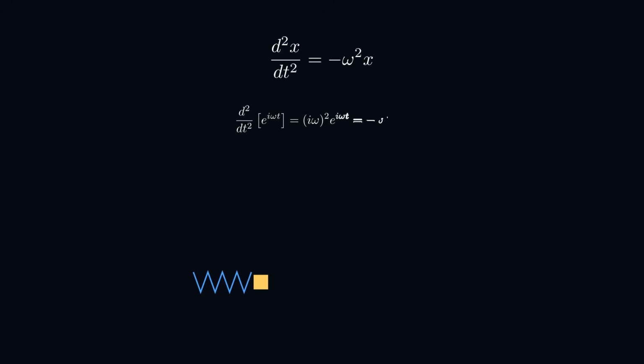Verify by direct substitution that x of t equals e to the i omega t solves this. The second derivative of e to the i omega t is i omega squared times e to the i omega t, which is negative omega squared, times e to the i omega t. It works algebraically, instantly, using ordinary exponential calculus rules, far less painful than juggling sine and cosine derivatives by hand.